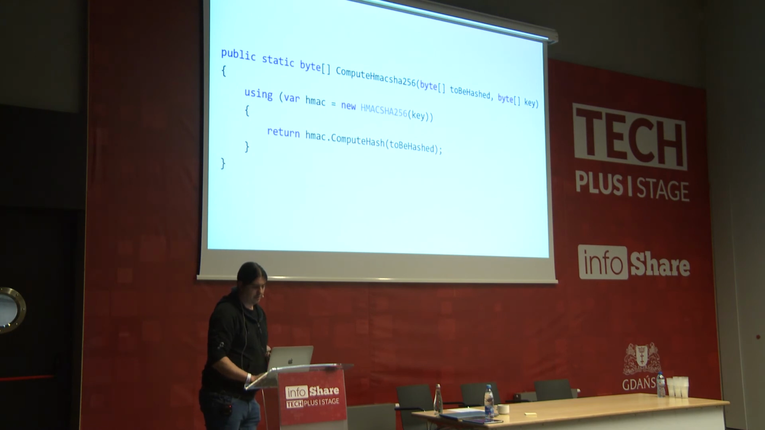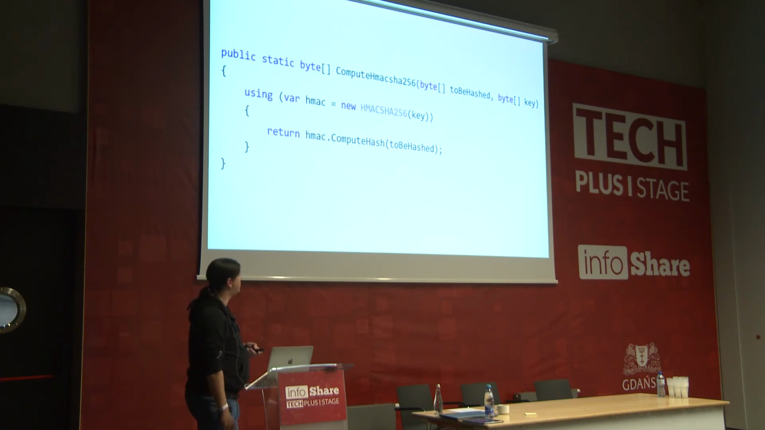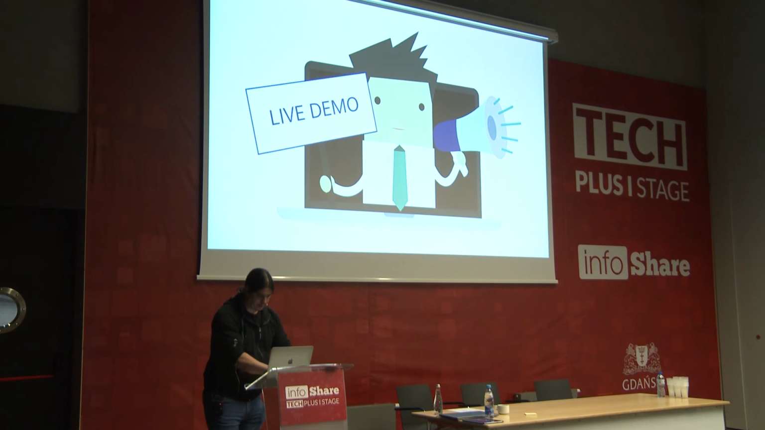HMACs are very straightforward in .NET. You just create this HMACSHA256 object, pass in the key, and then you can compute a hash. So it's very easy to do, but because we're protecting that key using the Key Vault, we get a lot of additional benefits. So let's take a quick look at that.